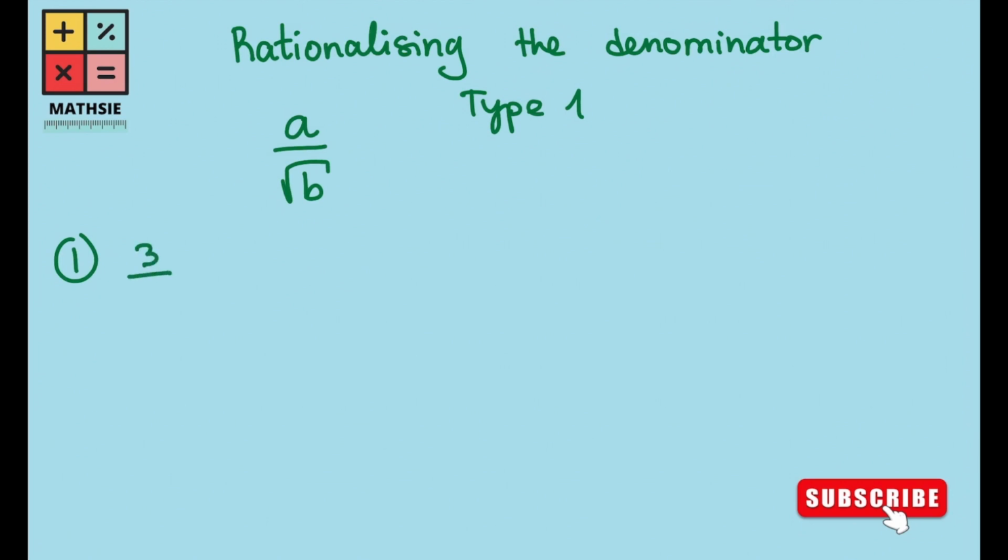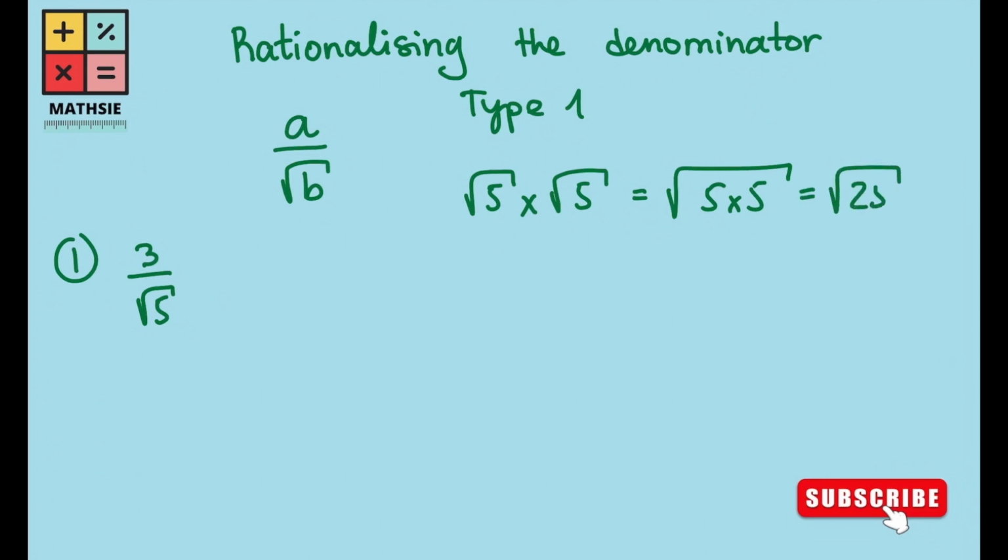Let's say that we have 3 divided by the square root of 5 and we want to rationalize it. So I have the square root of 5 in the denominator and I want to get rid of that square root. How can I do that? Using the rules of multiplication of surds, if I multiply a surd by itself, I'm going to get under 1 square root 5 times 5, which I know is the square root of 25. When I do 5 times 5, 25. But 25 is a square number, and I know that the square root of 25 is equal to 5.